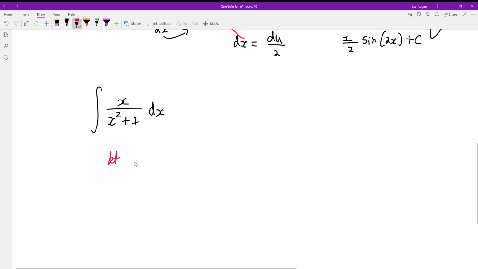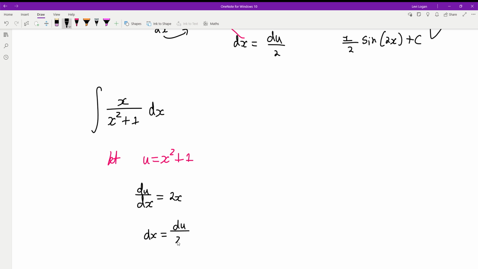So let u equal x squared plus 1. Then I'm going to find my du. So differentiate both sides with respect to x. Differentiate this, it's going to be 2x. Make dx the subject, so dx equals du on 2x. All I did was swap this guy and that guy algebraically to get me this expression here. Okay, so this is what I have.